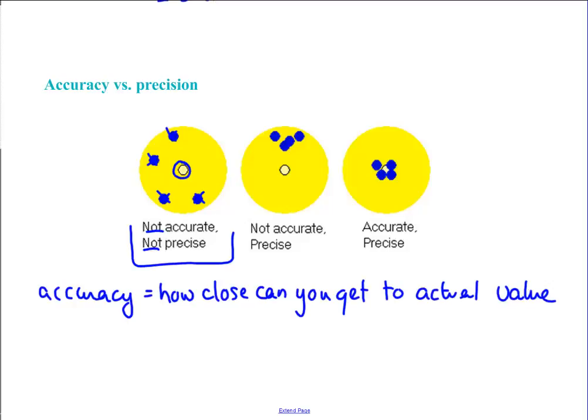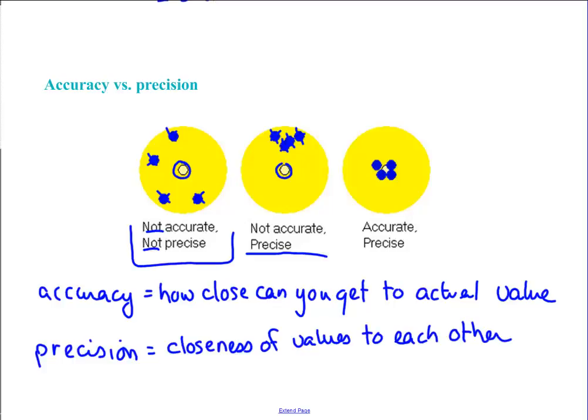If we take a look at our middle chart again, here's our target, and we have 4 tries again. They're all really close together, but they're not anywhere near the target. Now we're being precise, and precision we're going to describe as being repeatable, consistent, values close together. Precision is good, accuracy is good. Ideally, you want both. So in our last example here, again, our target's in the middle, and what we can see is all 4 shots are close to each other, so they are precise. They are also close to the target, so they are accurate.